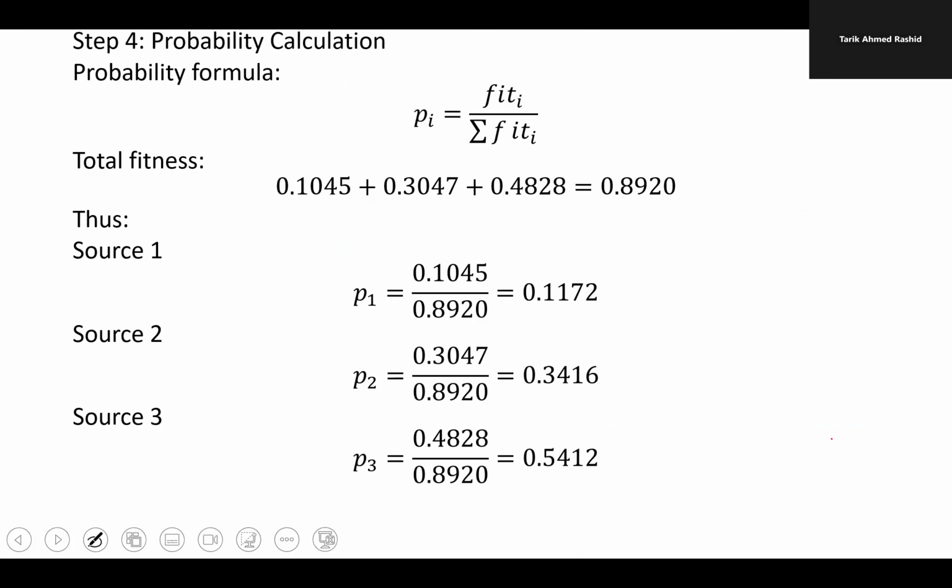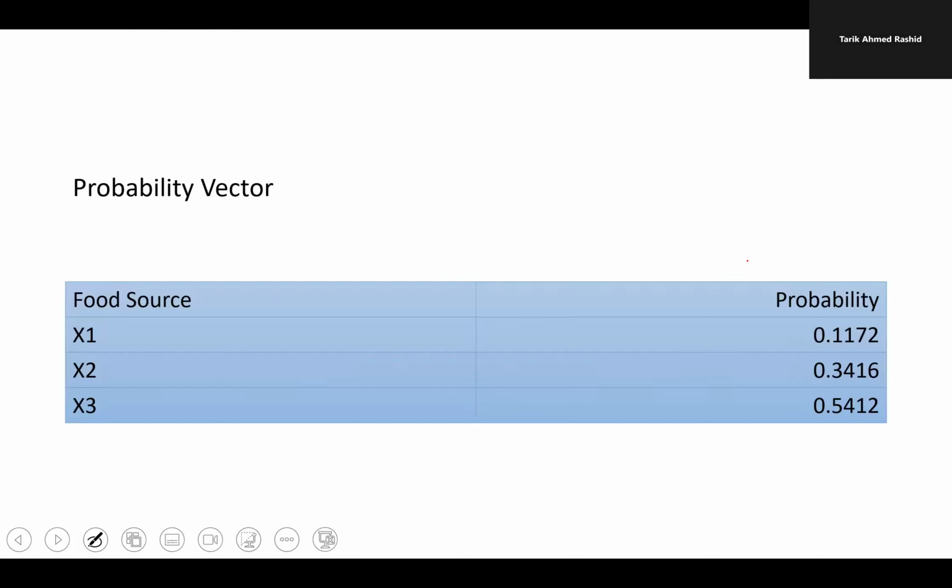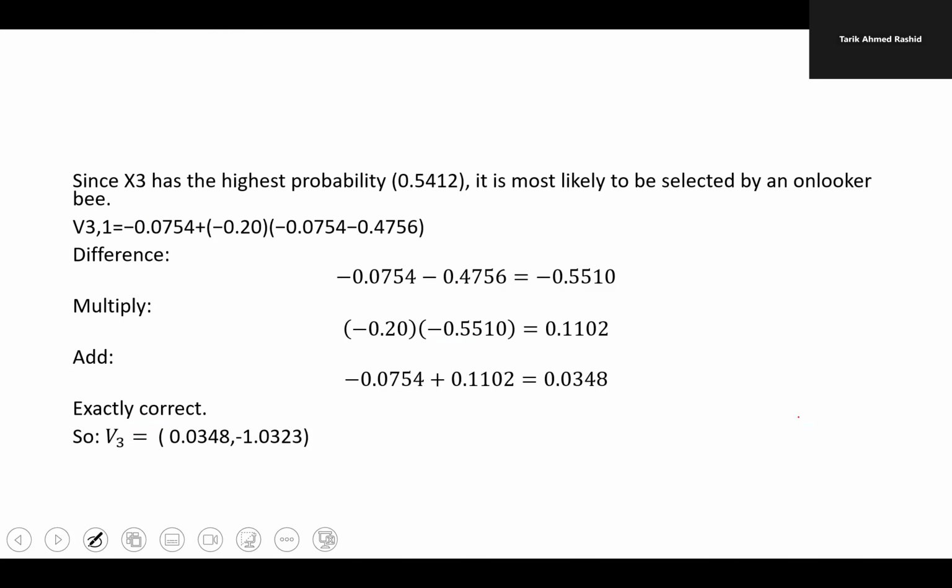So here we find the probability of the onlookers. We sum up all the fitness that we have. That is, each fitness for each food source, for food source 1 over the sum, for food source 2, this one over the sum, for source 3, this one over the sum. And these are the results. Now the probability, we found them. These are the probability. And now the probability of X3 is greater than all of them. This is the highest of all of them.